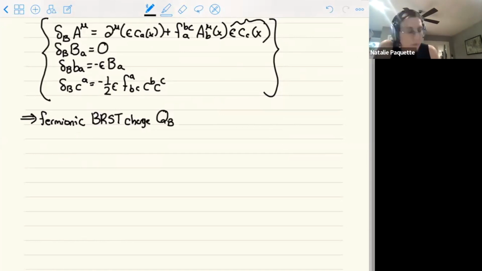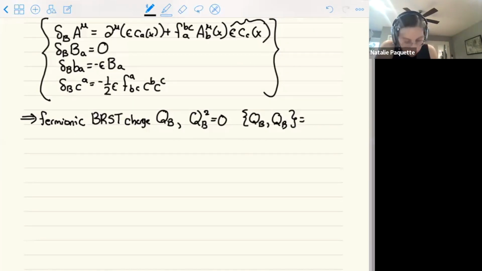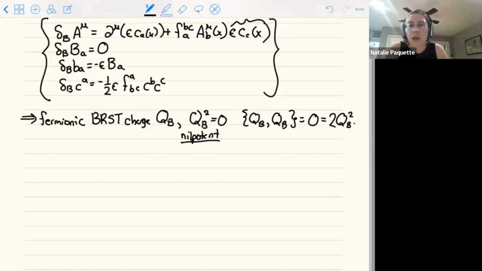And in particular, because the BRST charge is fermionic, as you may remember, it has the property that it squares to 0. And that's just because, well, if it's fermionic, then its anti-commutator should just vanish. So anytime we have a fermionic global symmetry, the corresponding symmetry generator is going to be nilpotent, which just means that if you act with it twice, it'll be 0.